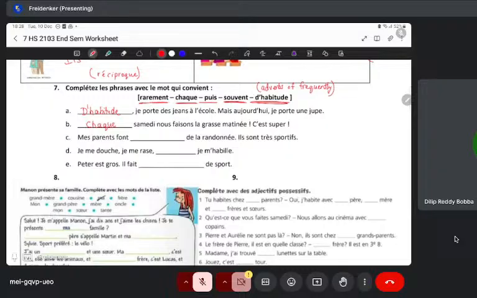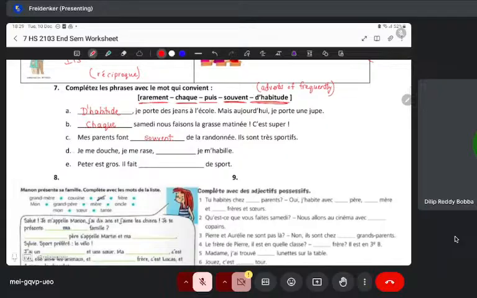So, mes parents font souvent. So often they do trekking because they're very sportive. The context is here. If it said they're very weak or old, then they would rarely go for treks. But here they're very sportive, so they go trekking often. So souvent is often.